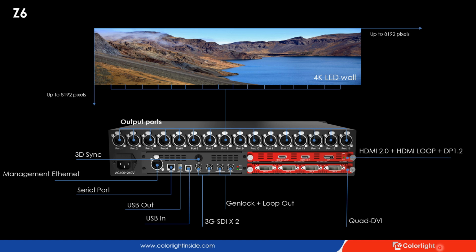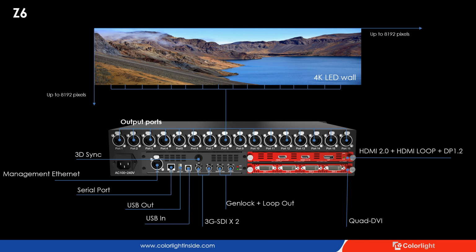Genlock in and Genlock loop out are available on the Z6. The two BNC connectors next to Genlock are 3G SDI inputs. It has three types of control interface: management Ethernet, serial port, and USB port. The number of output ports on the Z6 is 4 times that of the Z4. It has 16 EtherCom output ports that make the Z6 capable of driving a 4K screen.